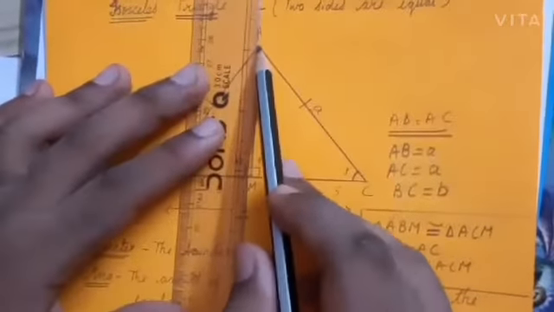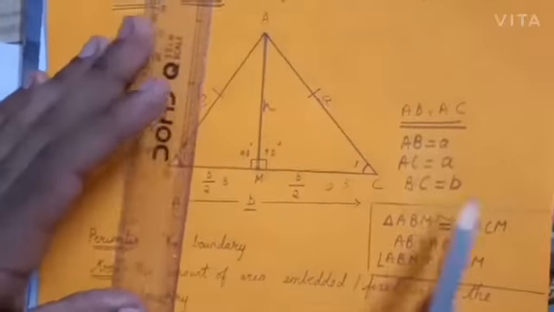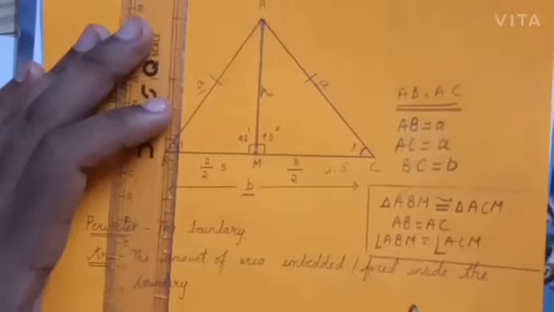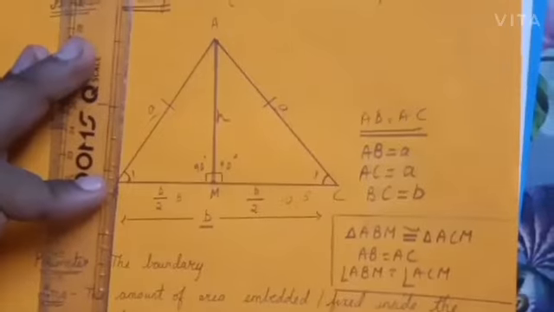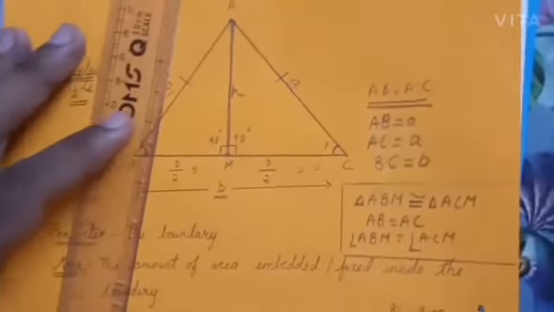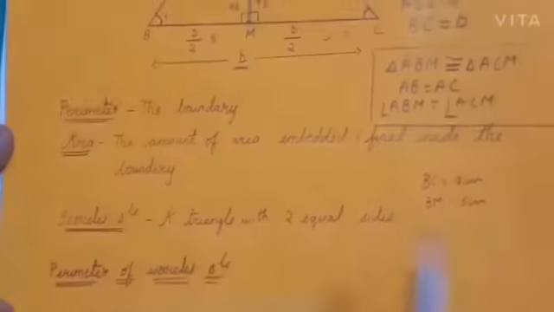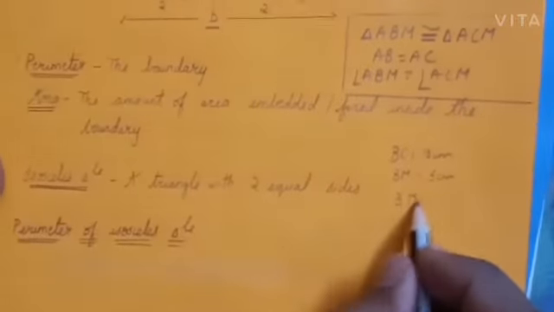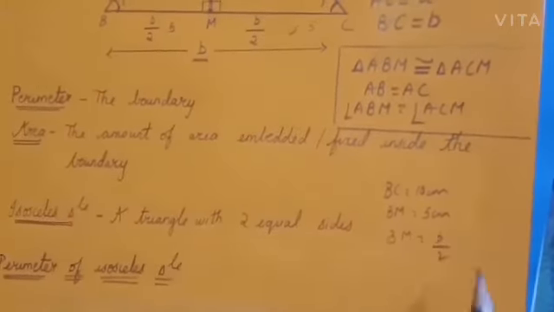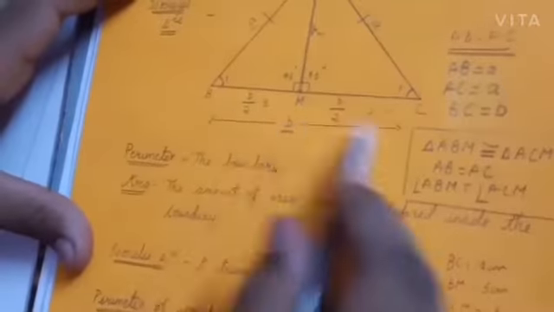And also the altitude has divided BC into half, right? For example, if I take the BC length as 10 centimeters, what would be the BM value? Yes, it is 5 centimeters. In the same way, I have taken the BC value as B. So what would be the BM value here? Generally it would be B by 2, right? So BM is equal to CM. So it is B by 2 and B by 2, and B by 2 plus B by 2 would be B.